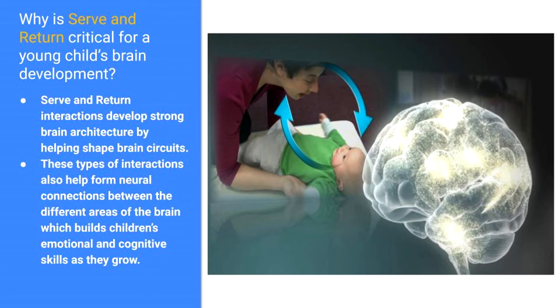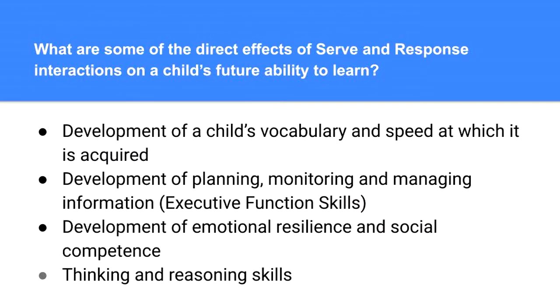Second, these types of interactions also help form neural connections between different areas of the brain. That is what develops the foundations in the brain for all the learning and behavior that follows as the child grows. Simply put, the interactions we have with infants and young children determine how the brain develops, and this has a direct effect on a child's future ability to learn as they grow older.